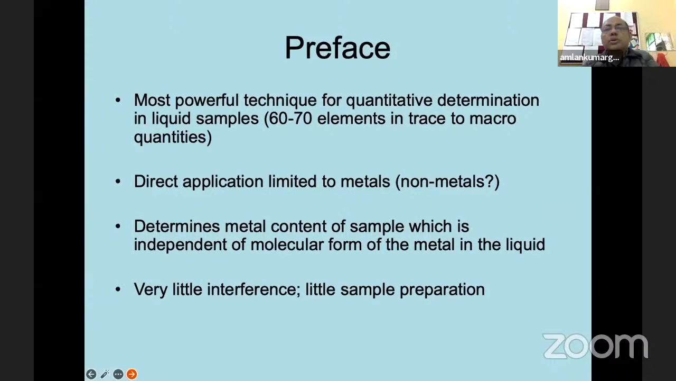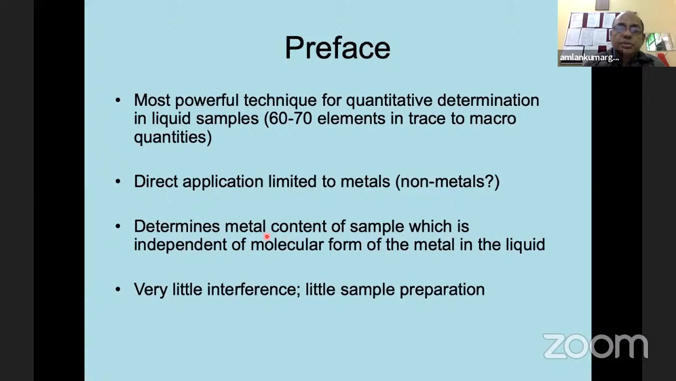Now this is the most powerful technique for determination of say 60 to 70 elements in trace and macro quantities in liquid samples. So this is to be kept in mind. So we use only liquid samples over here, but later on you will see that there have been modifications where solid samples as well as slurries can be introduced for determination. Then, direct application is limited to metals. The direct application is limited to only metals, but certain non-metals can be converted into their hydrides and they can be analyzed.